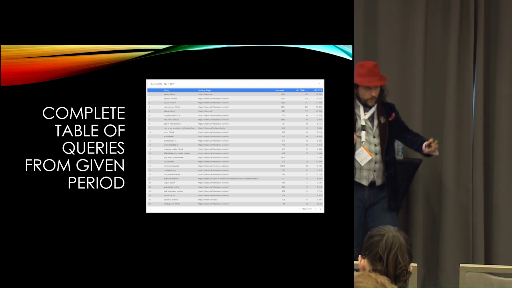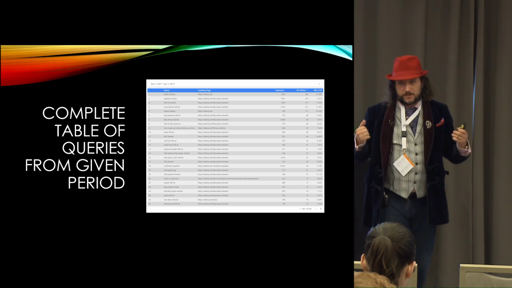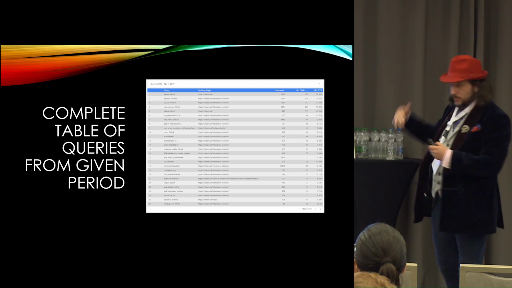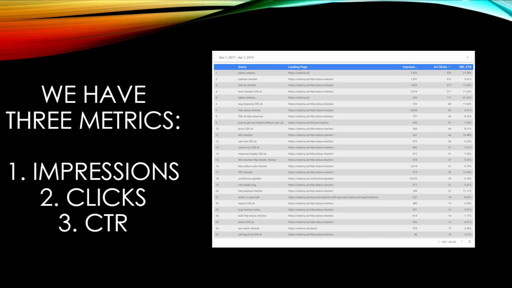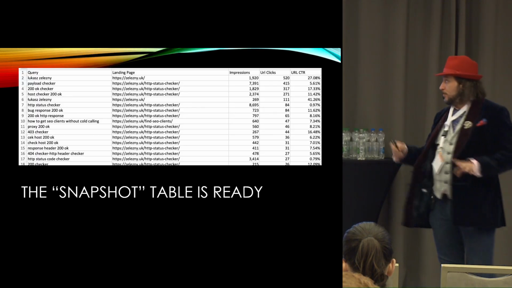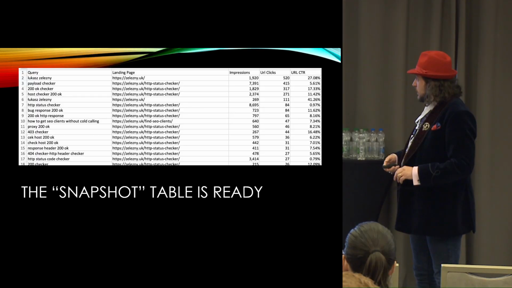It wouldn't be possible to export this through the interface of Search Console. So when you plug Search Console into Data Studio, you can do this. Now, when we plug this in, we have these 3 metrics. And now we're exporting this into Excel. The Excel view is pretty much the same, but then the magic will come.